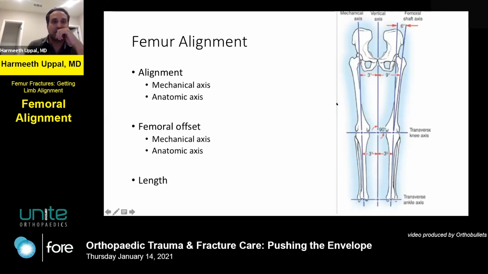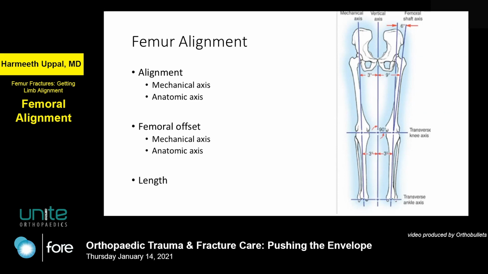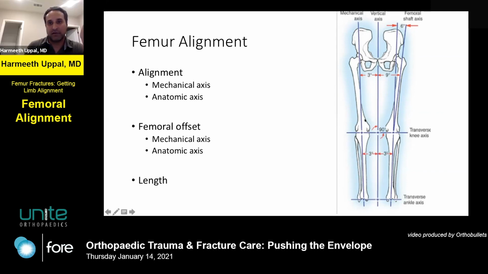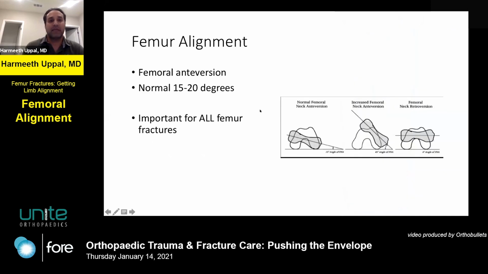So when we look at femoral alignment, there are different things that we look at, right? We always look at length, alignment, rotation, and there's also offset. And so with alignment, you have two different things, and we all know this, right? You have your mechanical axis and your anatomic axis. You do have a femoral offset from each other, from the midpoint of the pelvis, which is different in the mechanical and anatomic axes, as well as your length. And these have to match.